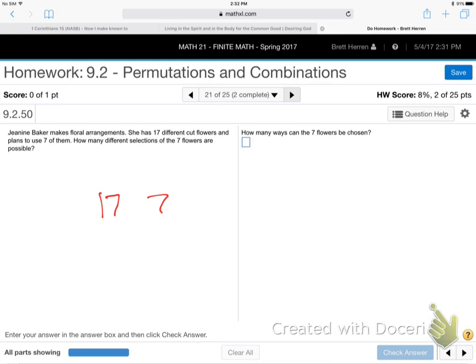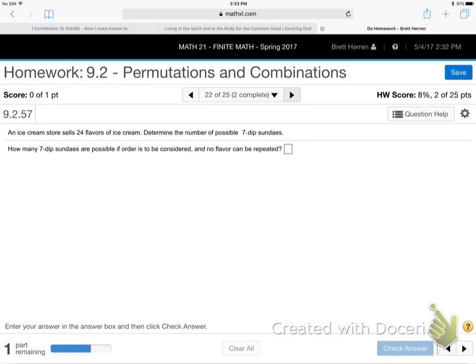You can tell me. 17 different cut flowers? Yeah, she just plans to use 7 of them. It doesn't say anything more than that, so I think it's just a C. The order doesn't matter. There's nothing in there about those 7 are going to be put from top to bottom or anything like that. It's just a 17C7, some giant number. Whatever it is, that good? Let's see here.